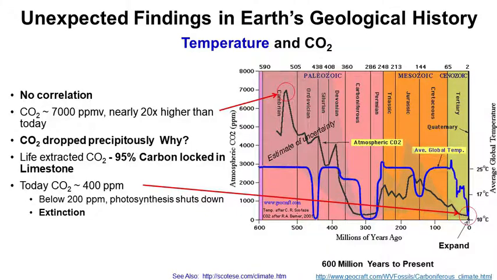The next slide shows 600 million years of Earth's history. Atmospheric CO2 is shown as the black curve and Earth's temperature in blue. The first thing that we might notice is that there is no correlation whatsoever. At the left-hand side, 600 million years ago, is the Cambrian period. The interesting thing here is that there was a maximum level of CO2 in the atmosphere at about 7,000 parts per million. This is nearly 20 times the level of the current time period.